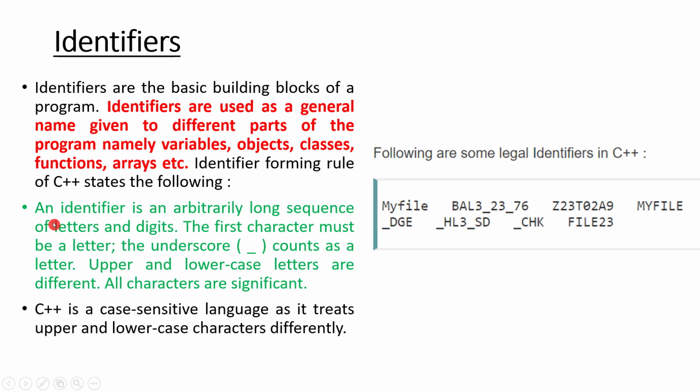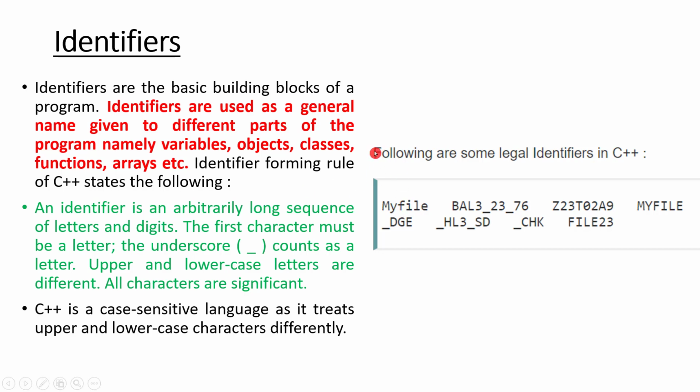So that's told here. An identifier is an arbitrarily long sequence of letters and digits. The first character must be a letter. It's a very must thing. Or you can use the underscore, which will be counted as a letter. Upper and lower cases are different in meaning in C++, so you should take care.